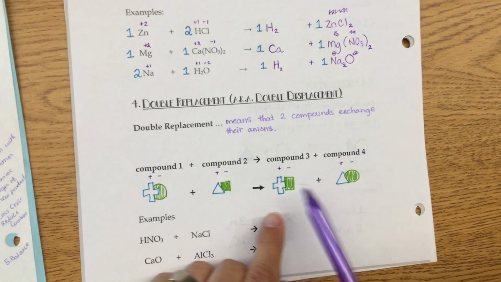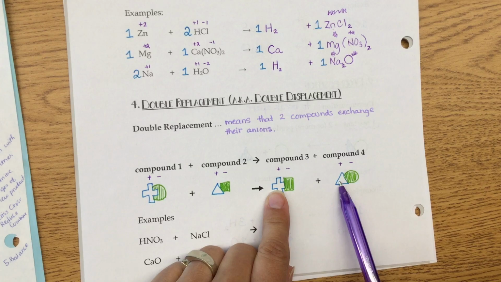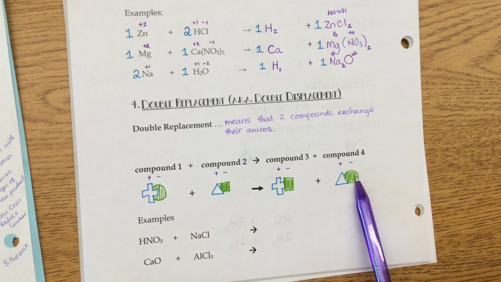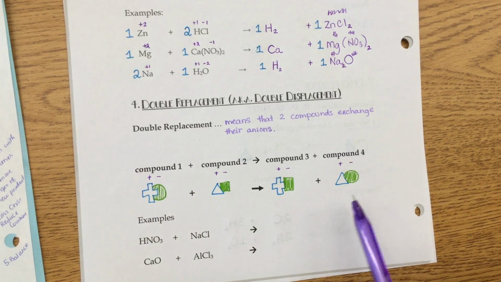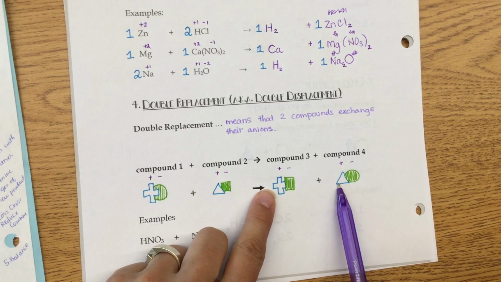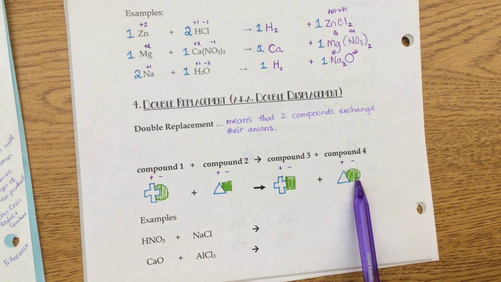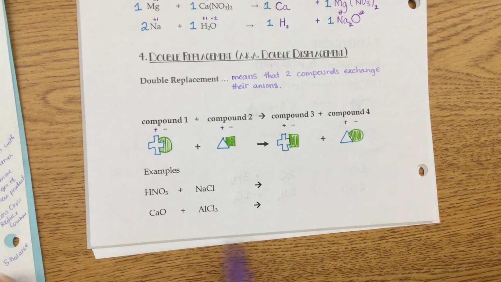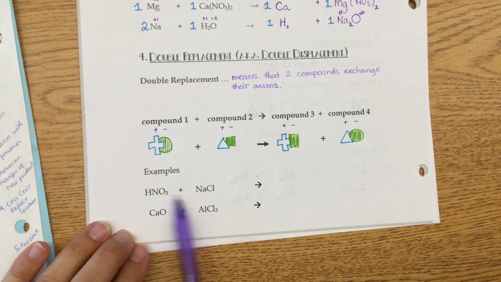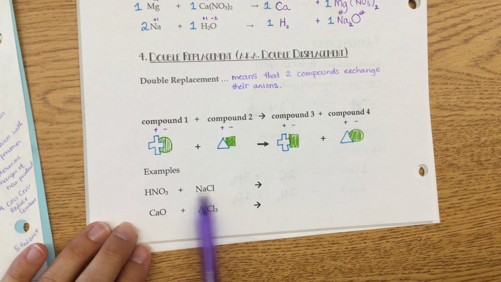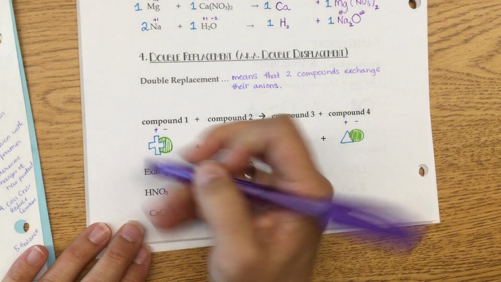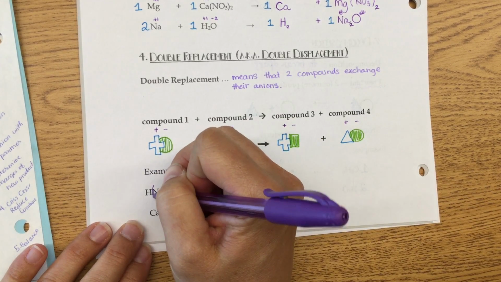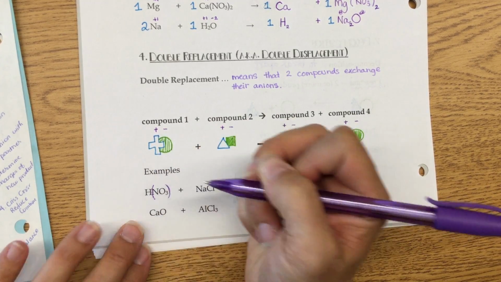Okay, it really doesn't matter whether you swap the cations or you swap the anions. Just don't do both, otherwise you'll end up with the same thing. Okay, so I just keep the cations in the same place and I swap the backside. Let's give it a try. We have HNO3 plus NaCl. So if I look at this compound here, hydrogen nitrate, here is a polyatomic ion. So I'm just going to put that in a bracket so I can keep track of it.